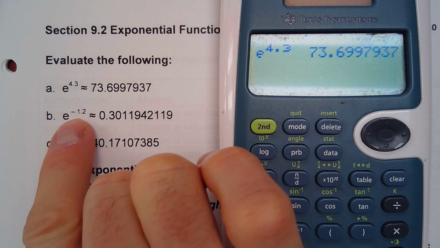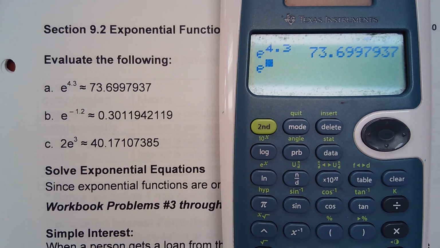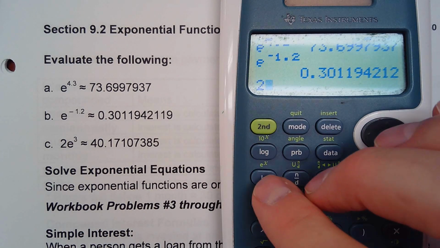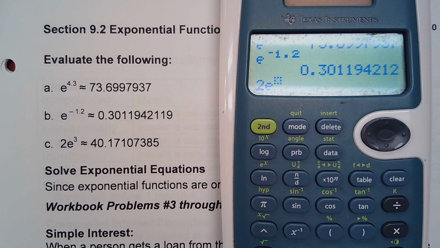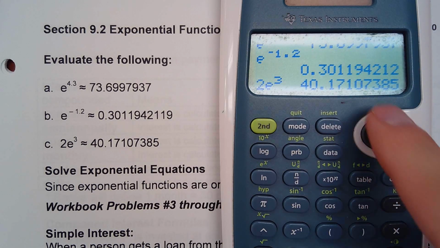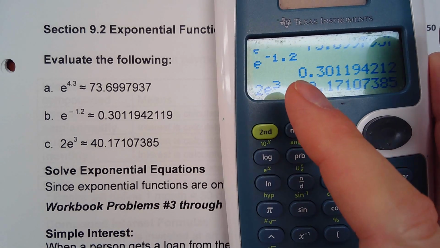If I need e to the negative 1.2, I do second ln, negative 1.2, hit enter. And for that last one, I would do 2 second ln. That gets my e, and that gives me my number here. So make sure you can do this on your calculator. You'll need to know how to do that on your calculator.